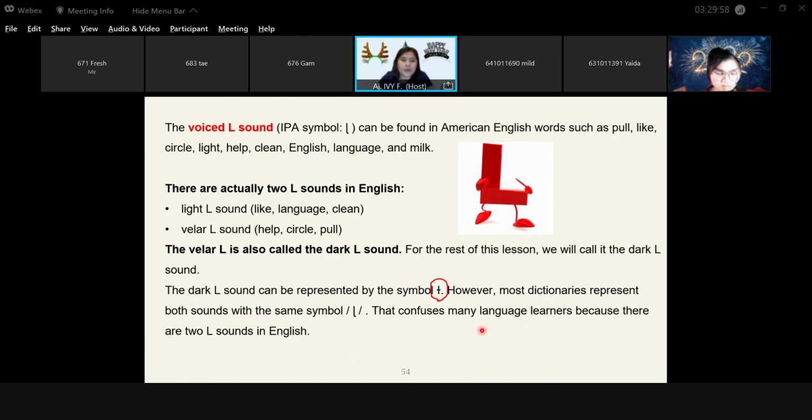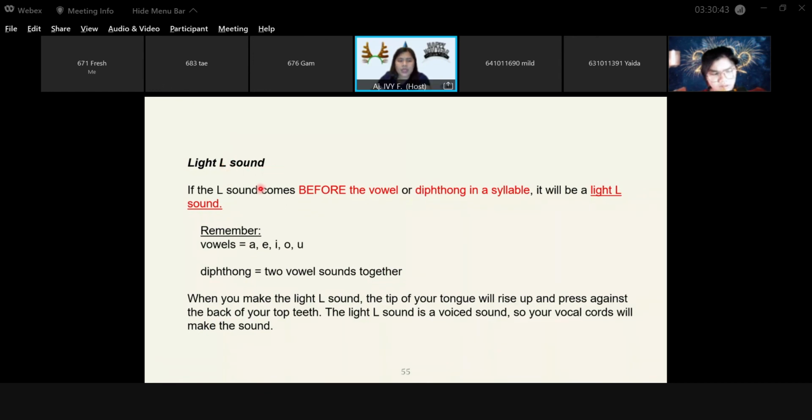However, most dictionaries represent both sounds with the same symbol. That is the problem. Most dictionaries, like Webster and Merriam, have only one symbol. They don't have this one. That confuses many language learners because there are two L sounds in English. That's why it is difficult for language learners such as you to differentiate the L sounds, because most dictionaries only have this one, like, language, clean. But actually there is another symbol, like L but with a line through it, that is the dark L. The light L sound: if the L sound comes before a vowel or diphthong in a syllable, it will be a light L sound. Remember the vowels? We have a, e, i, o, u.